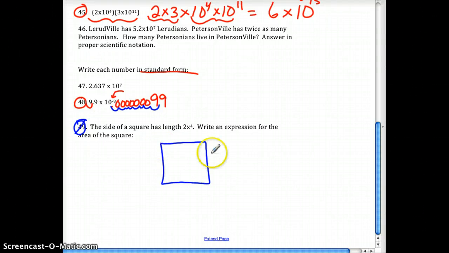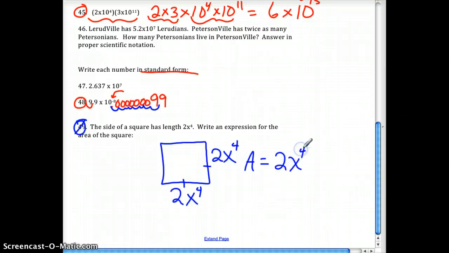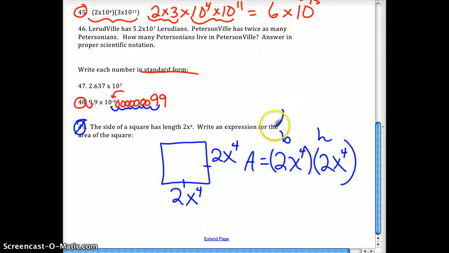49, there's one like this on your first test, so watch this one carefully. We've got a square. Its length is 2x to the 4th. Well, that means so is the other side, because squares have sides of equal length. How do you get the area? You do base times height, side times side, length times width, however you were taught it. It's 2x to the 4th times, you can use parentheses, another 2x to the 4th. Really what I've done is base times height, length times width, side times side.